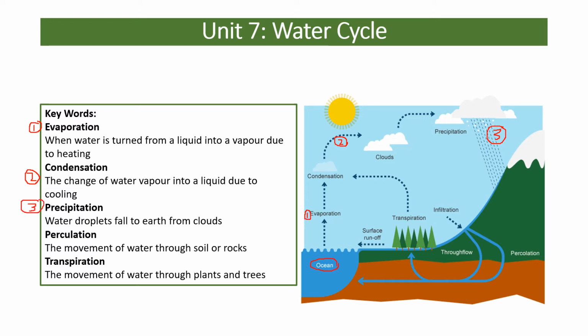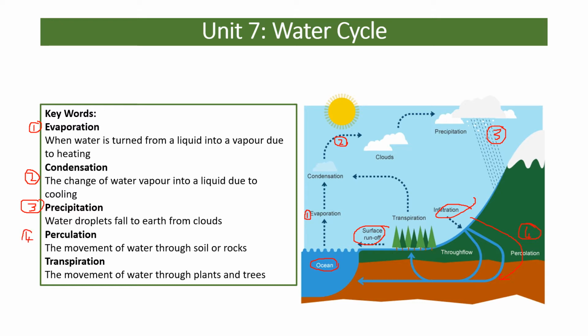Now, once it's on the land, that water eventually returns to the sea, and it can do so in a couple of different ways. Obviously, it can go down in lakes and rivers. You can have something called surface runoff, or you can have infiltration. And for infiltration, the word you need to know is percolation. Percolation is when the water moves through soil or through rocks.